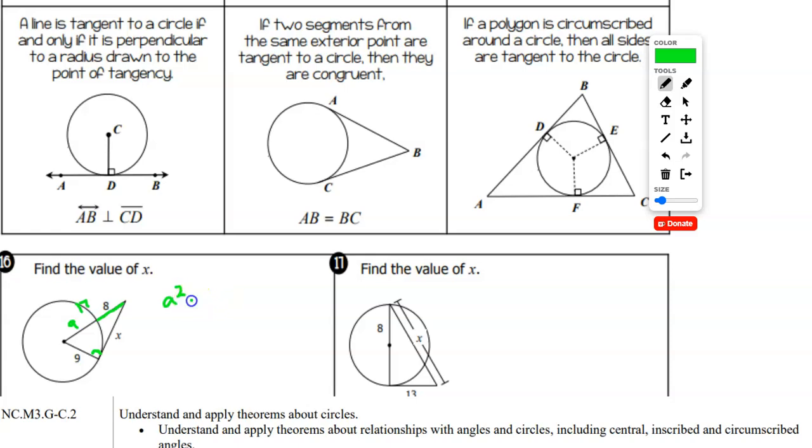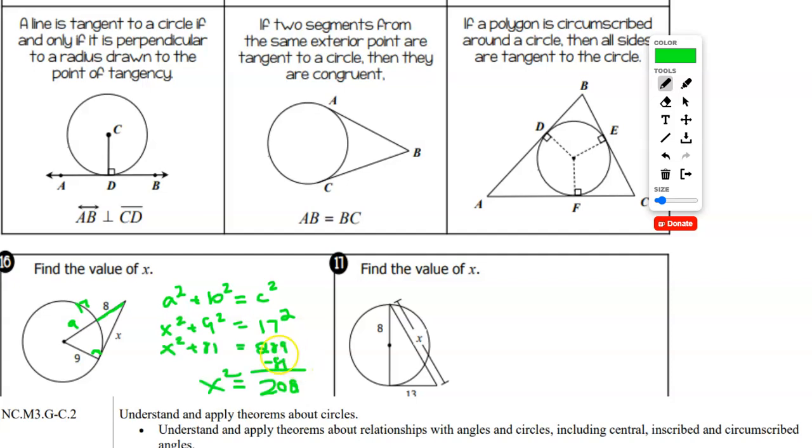So to find x, I could use Pythagorean theorem, a squared plus b squared equals c squared. That would be the x and the 9 both squared and the 17 squared. 17 squared is 289. 9 squared was 81. Subtract the 81 to get down to 208 and get rid of a square by square root. So whatever the square root of 208 is, would be x.